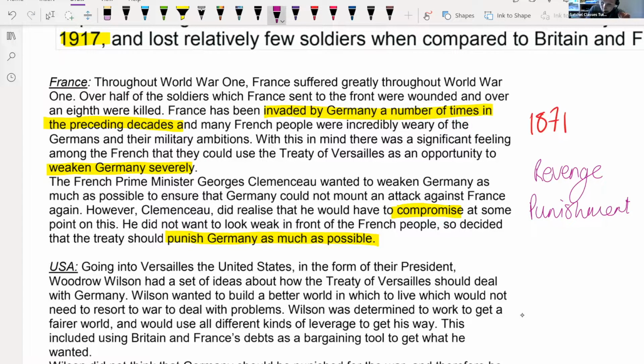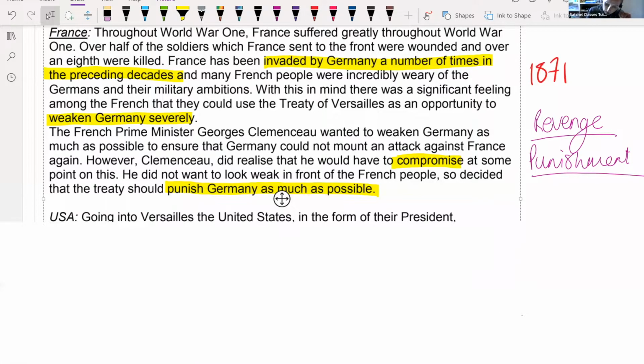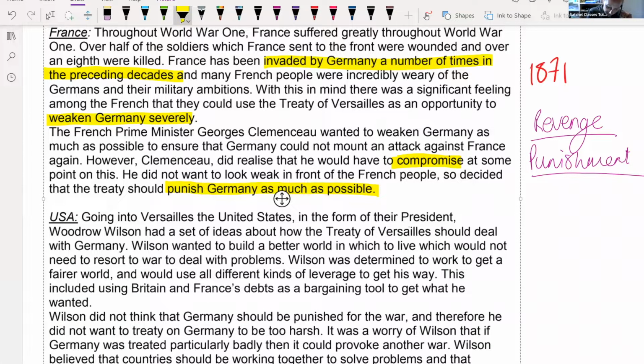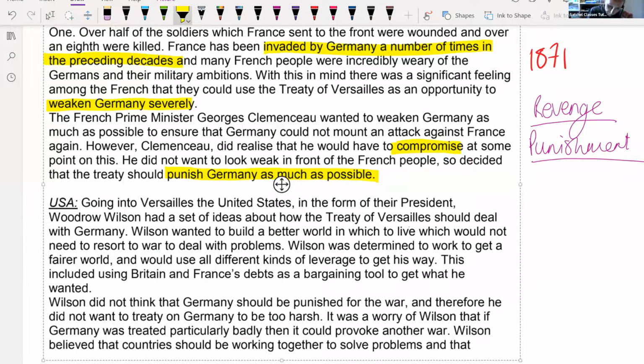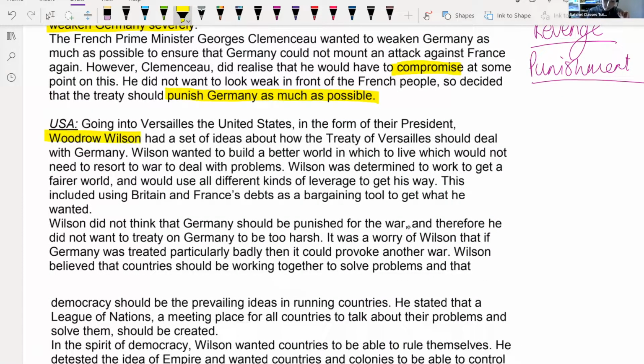Okay, they're really the two things that he wants for Germany: punishment and revenge. So, slightly different stance now from the USA. Woodrow Wilson is the president at the time who is representing the USA, and he's all about building a better world. Okay, remember, he doesn't want revenge.